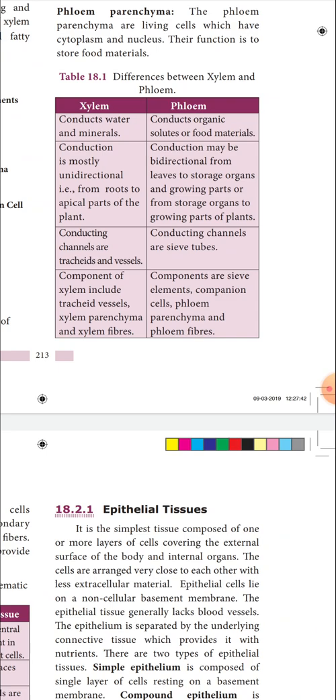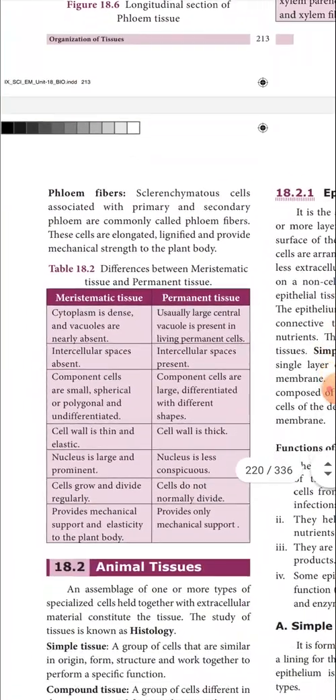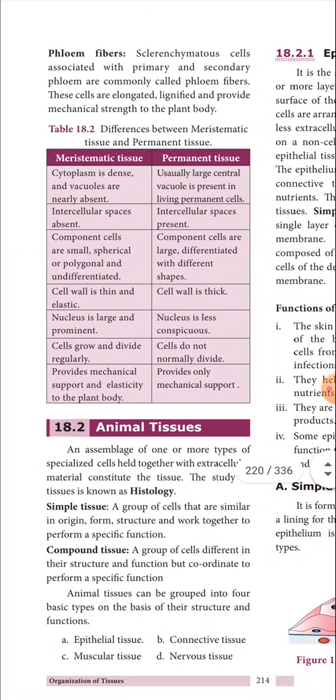Then the conducting elements, or conducting channels, are tracheids and vessels. In xylem, the vessels and tracheids only conduct the water. Here the sieve tube conducts the food material. Components of xylem include tracheids, vessels, xylem parenchyma, and xylem fibers. Components of phloem are sieve elements, companion cells, phloem parenchyma and phloem fibers. That's it. Next, see here, children, the difference between meristematic tissue and permanent tissue.